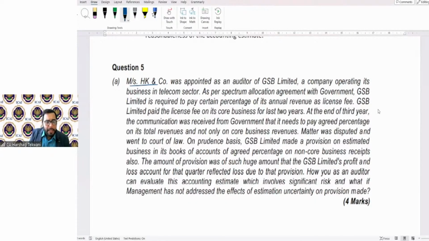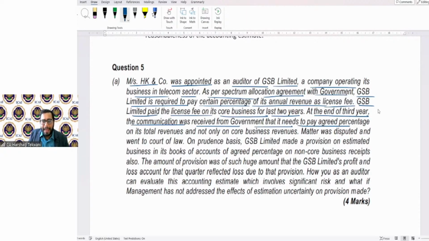Messrs. H&K Company was appointed as the auditor of GSB Limited, a company operating its business in the telecom sector. As per the spectrum allocation agreement with the government, GSB Limited is required to pay a certain percentage of its annual license revenue as license fee. This is known as AGR, basically. GSB Limited paid the license fee on its core business for the last 2 years. At the end of the third year, a communication was received from the government that it needs to pay the agreed percentage on its total revenue.